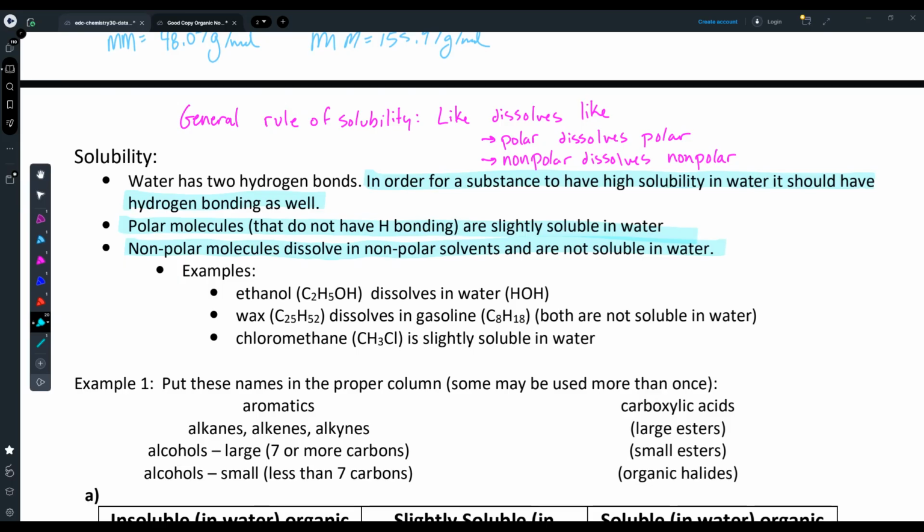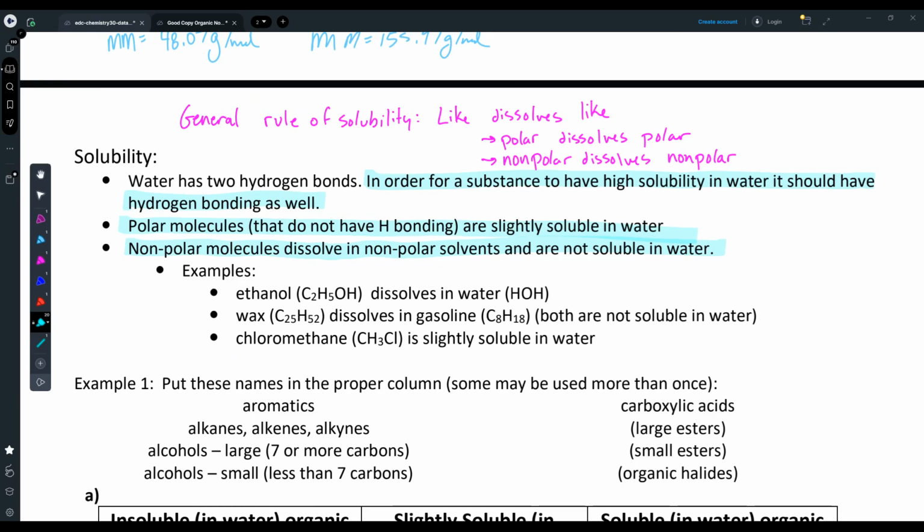However, wax and gasoline are not going to be soluble in water because both wax and gasoline are non-polar. Water is polar. That will not mix together. Okay, because like I said, like dissolves like. Polar will only dissolve polar substances. Non-polar will only dissolve other non-polar substances. Okay, chloromethane, so CH3Cl, that is slightly soluble in water. The reason being is because, yeah, it's polar just like water. However, it can't do hydrogen bonding.